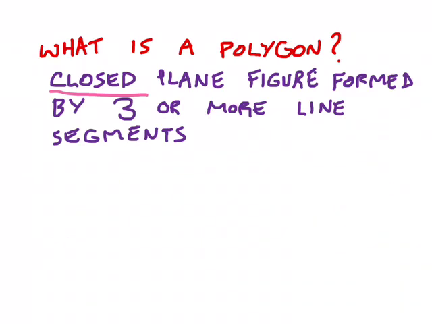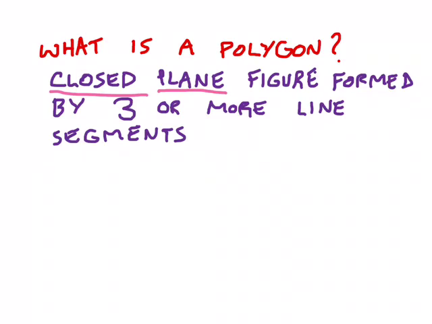When we talk about a plane figure, that means it exists on a single plane. So whenever we talk about polygons, we're talking about two-dimensional objects. They can't exit the second dimension. As soon as they become three-dimensional, they are no longer polygons. So all the line segments would have to fall on the same plane.